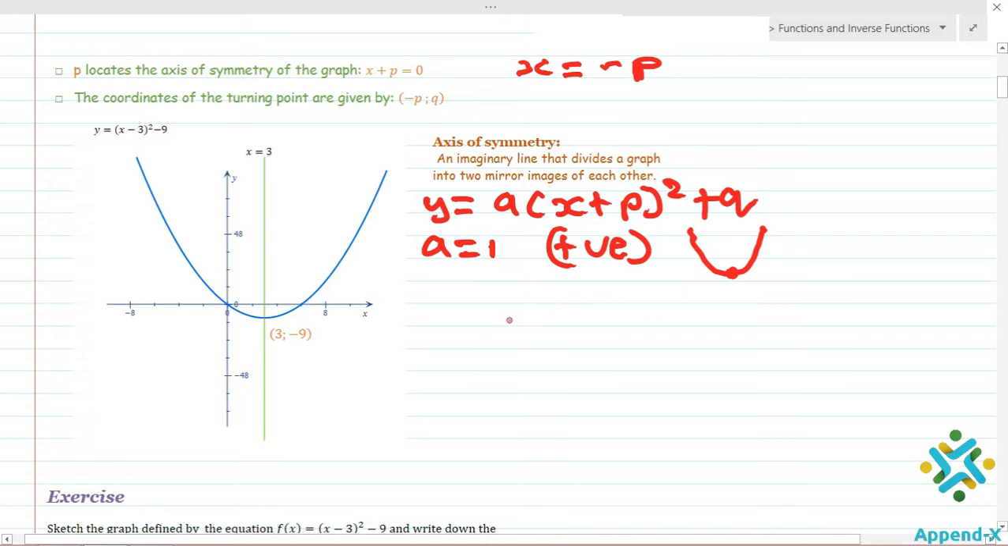Now, the equation of the axis of symmetry can be obtained by equating x minus 3 to 0, okay? x minus 3 is equated to 0, and then solving for x. x is equal to a positive 3. Now this equation defines a line, a vertical line, which cuts the x-axis at 3, okay, which is this point.